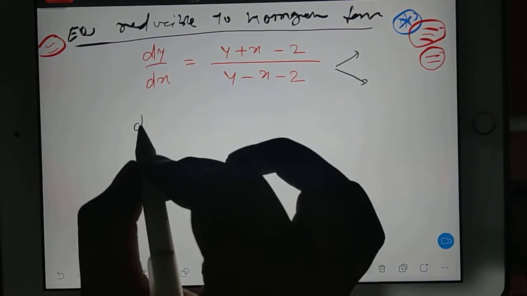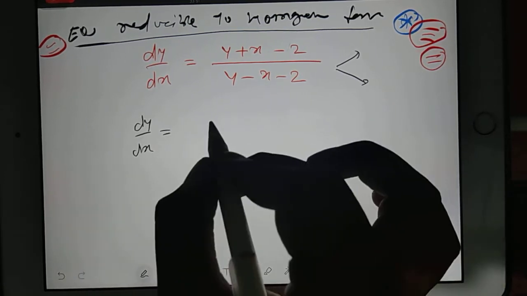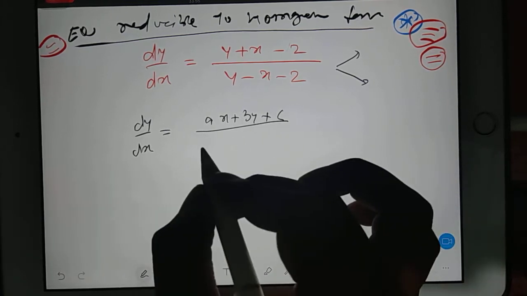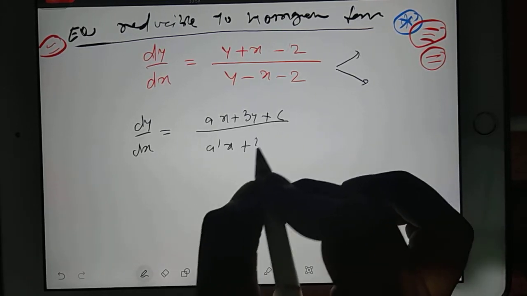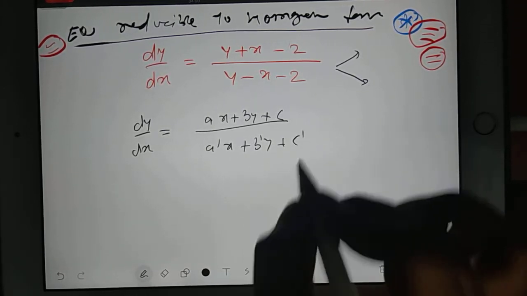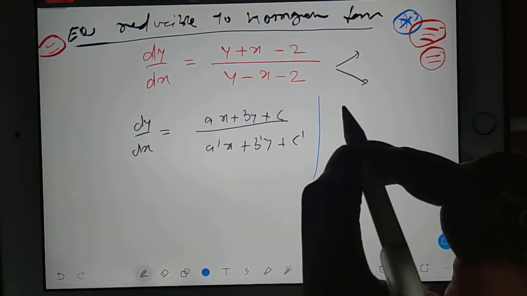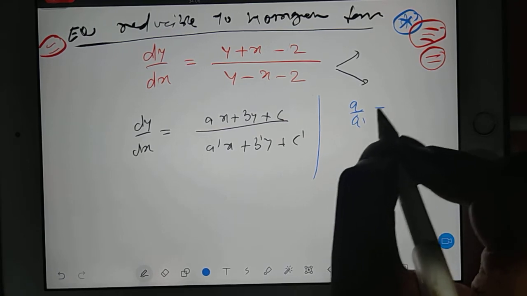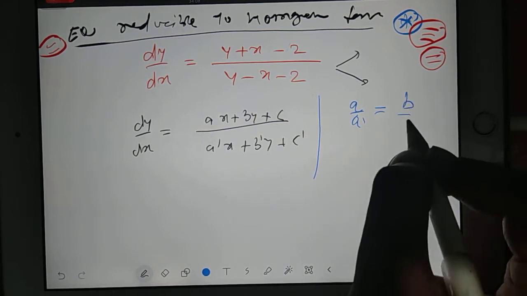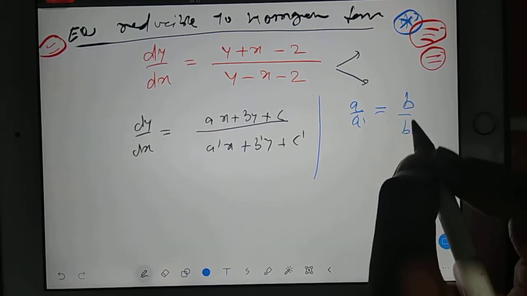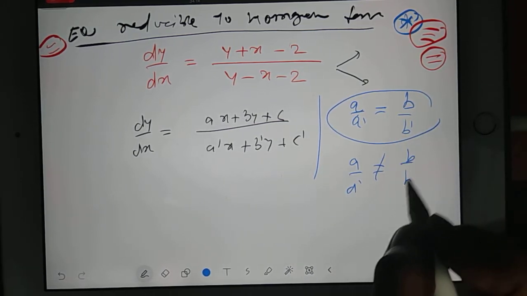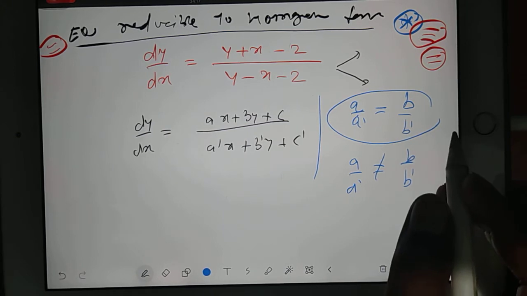So actually the general format is dy by dx is equal to (ax + by + c) divided by (a'x + b'y + c'). And we used to check whether a by a dash is equal to b by b dash, or a by a dash is not equal to b by b dash. We have two cases here.